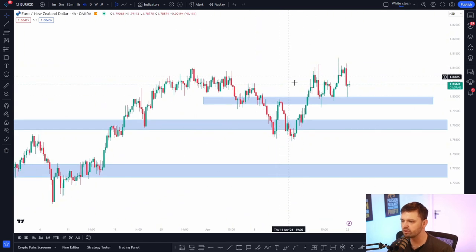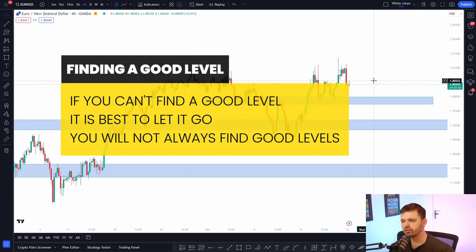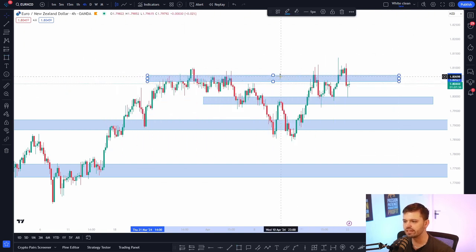And we do have a good example of a break and retest. We can use the replay tool here. And when you can't find good levels, it's best just to let it go. You will not always find good levels. I do think this is a rather good level though, like that one right here.